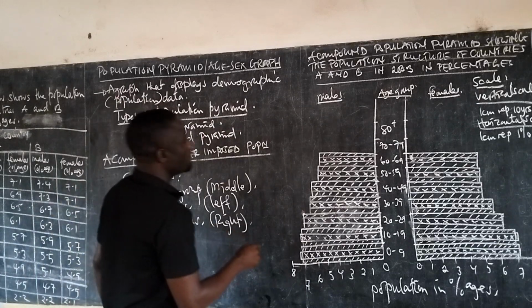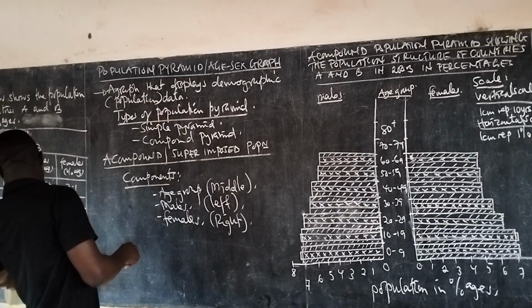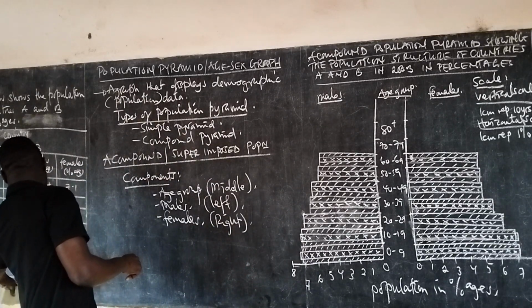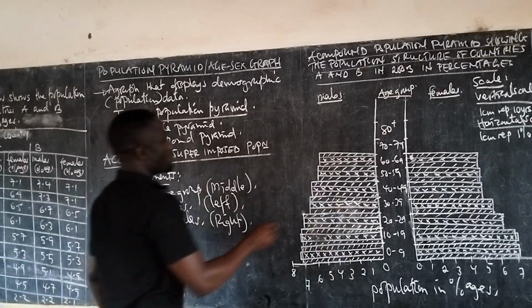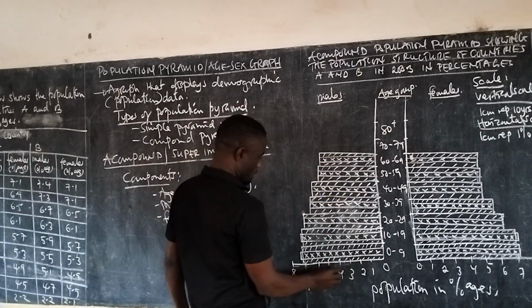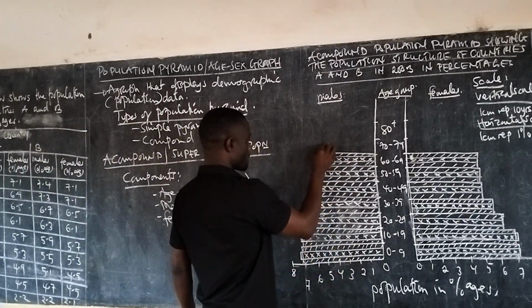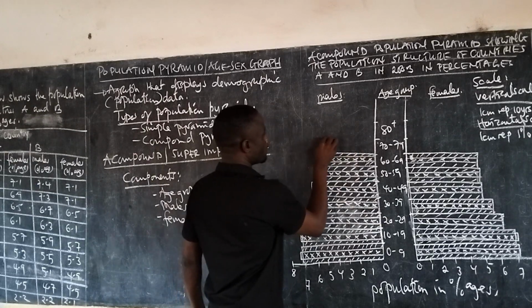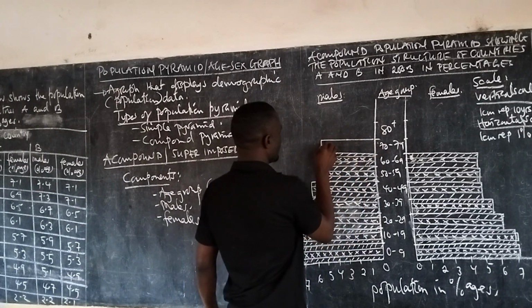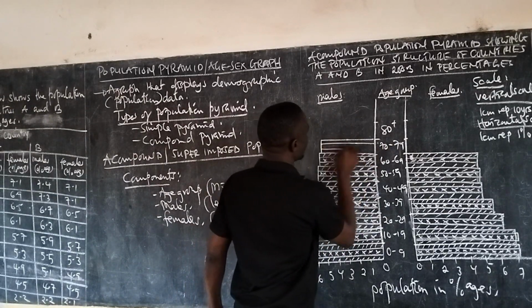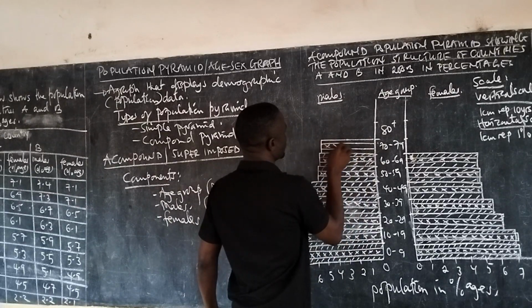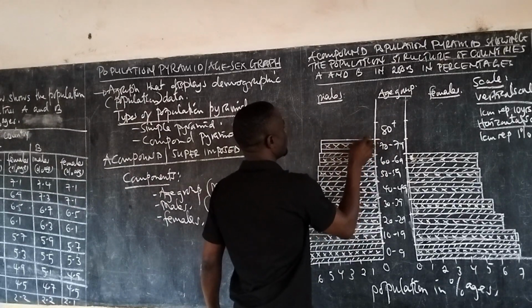70 to 79, country A, males 4.7, country B 4.7, around here.